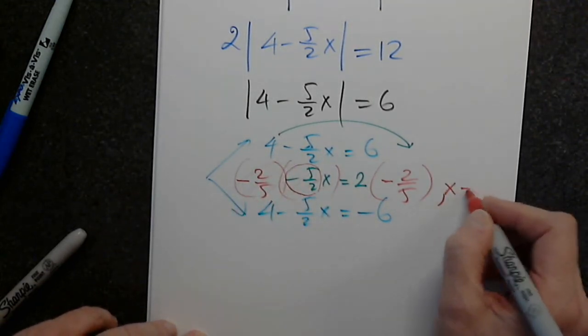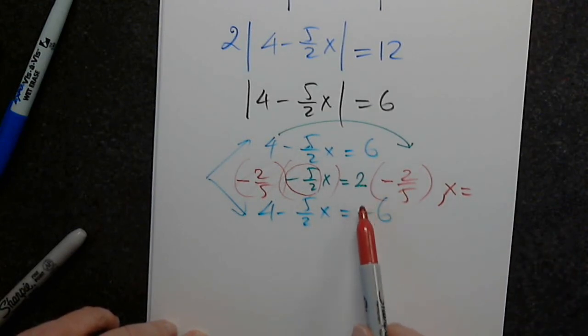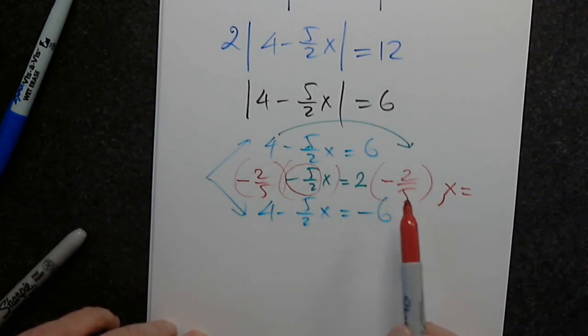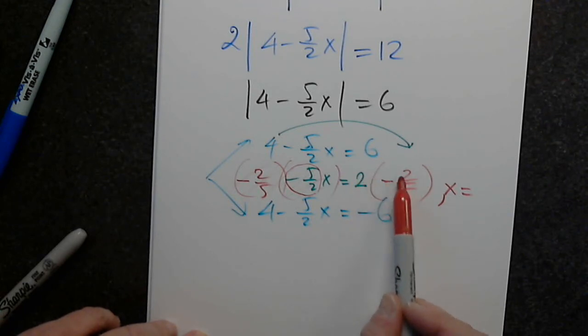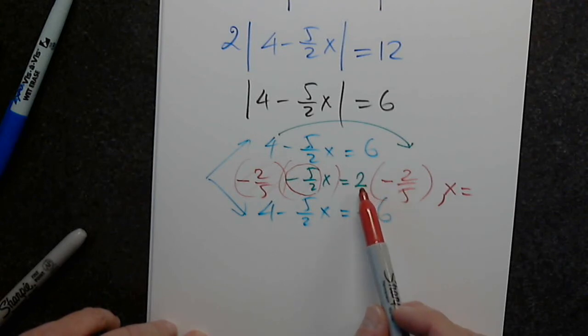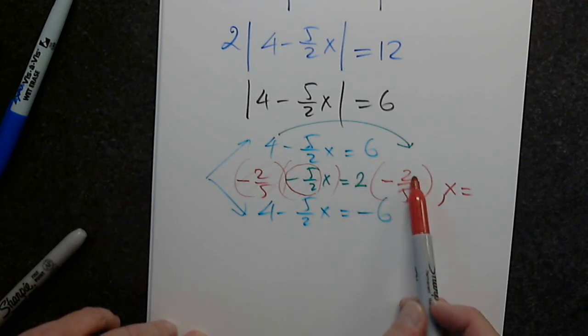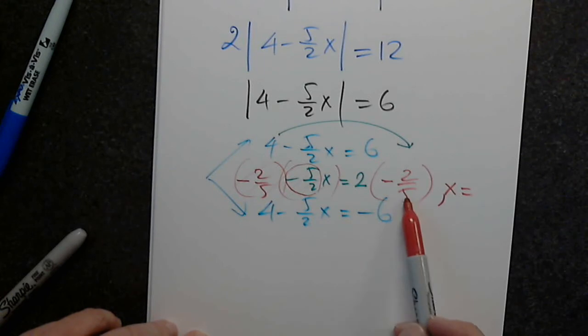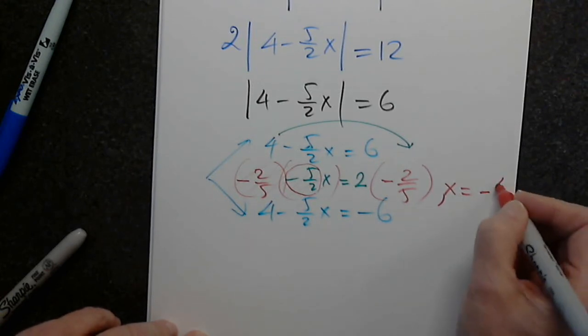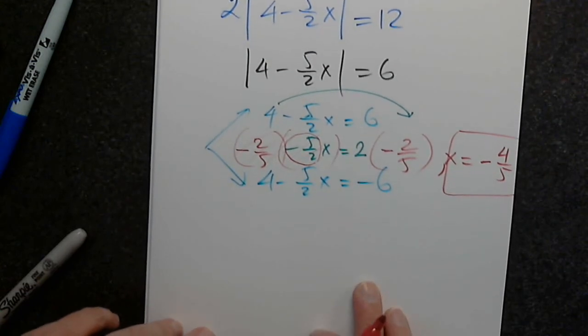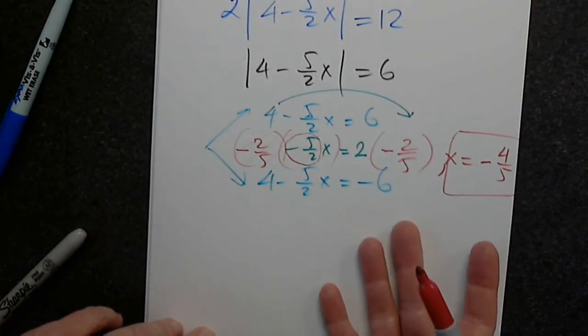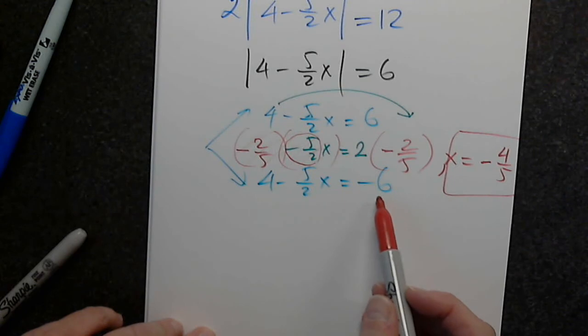I only get x. But now let's multiply 2 over 1 times 2 over 5. How much is 2 times 2? 4. 1 times 5? Good. That's our first solution. We repeat the process, but careful, the signs are different now on this side.